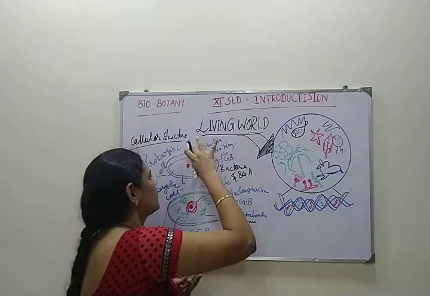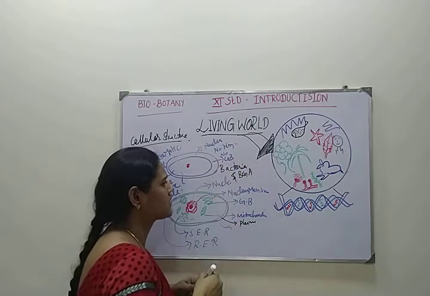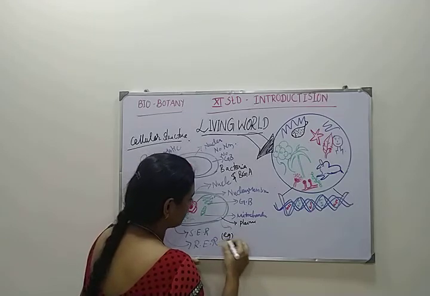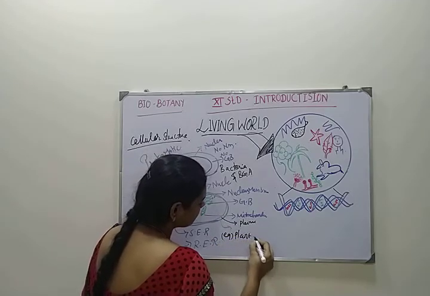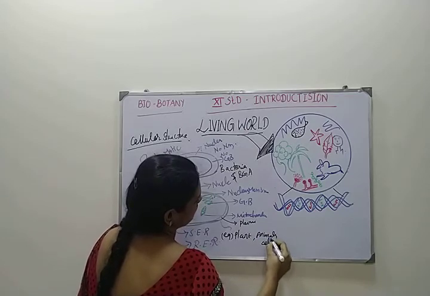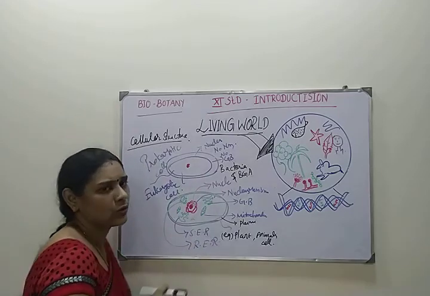Okay, so this is about your prokaryotic cell. Examples of prokaryotic cells are bacteria and blue green algae. Examples of eukaryotic cells are all plant and animal cells. Okay, so this is important for the cellular structure.